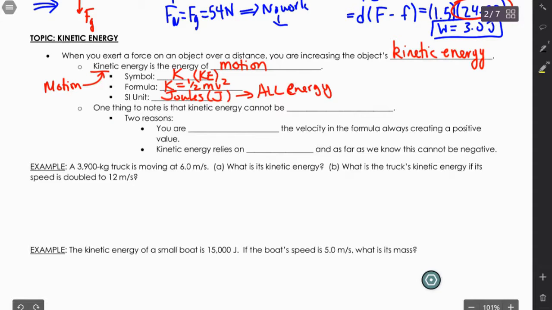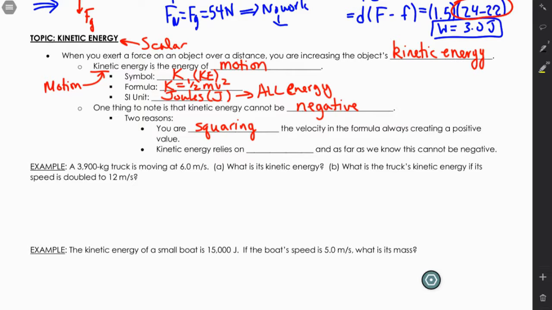Okay. So one thing to note is that kinetic energy can never, ever be negative. There really are two reasons, right? One is that if you look at the equation, you're squaring the speed. So even if we were heading in the negative direction, because we're squaring the speed, that number always ends up being positive. And one thing to note is that energy is a scalar quantity, okay? So work is a scalar quantity. And yes, we talked about work can be positive or negative, but that really has to do with the effect of what's going on with kinetic energy.